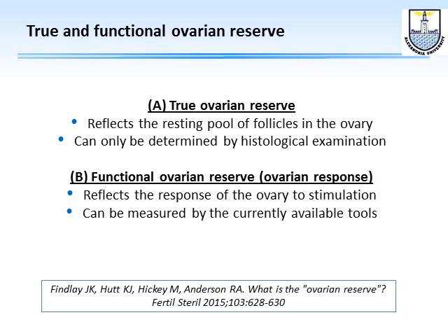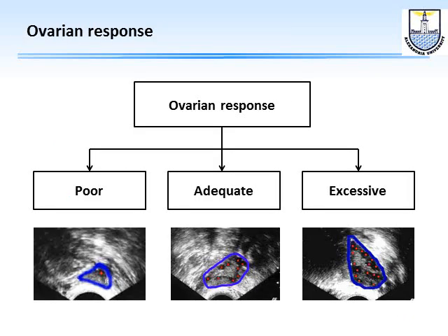Now here we want to differentiate between two things. The true ovarian reserve, which is really a histological term. We can only know this by doing histology, by taking the ovary and doing histological examination, which is something not practical, of course. But instead, we talk about the functional ovarian reserve, which is really the ovarian response, because this reflects the response of the ovary to stimulation. You give a stimulation and you look for the response. The response may be poor, it may be adequate in most of the people, and sometimes it is excessive.